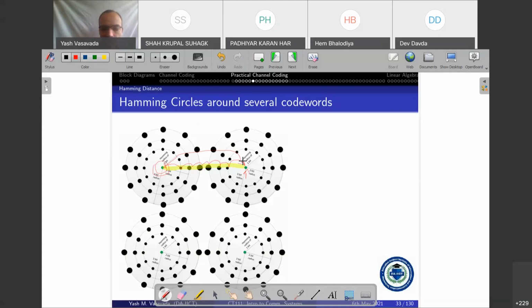N is equal to 3 for this example, right? No, we didn't define what the n is. Okay.